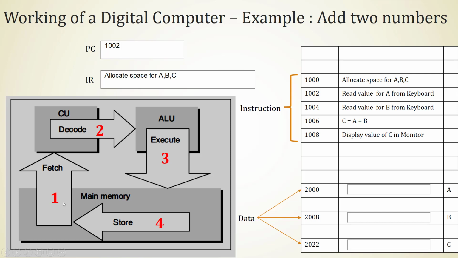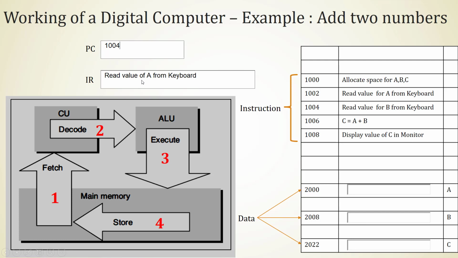So the next instruction will be fetched. What's the address of the next instruction to be fetched? It is 1002. What's the instruction? Read value of A from keyboard. That will be stored in the instruction register. The next thing that happens is the program counter value will be incremented. It will become 1004 because it points to the next instruction to be executed.